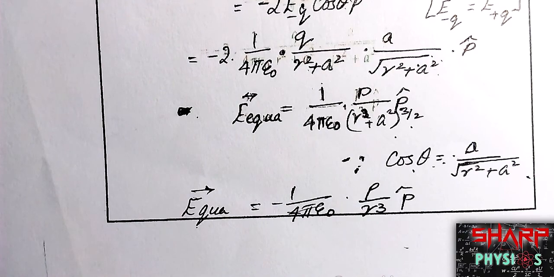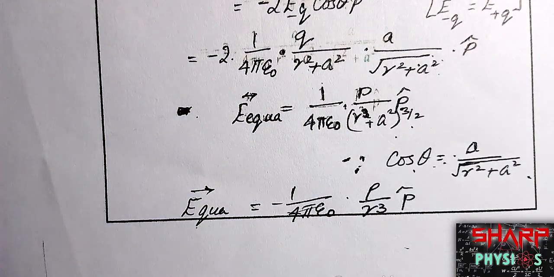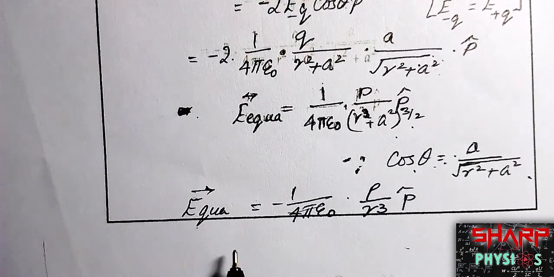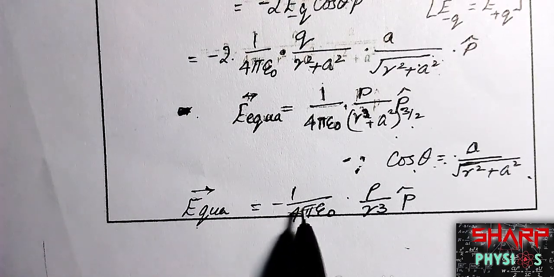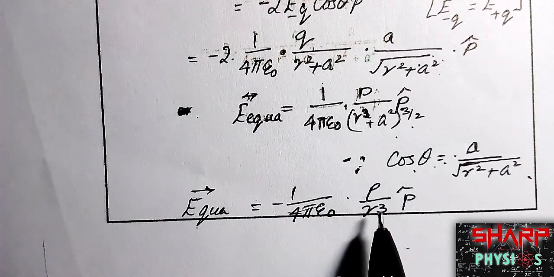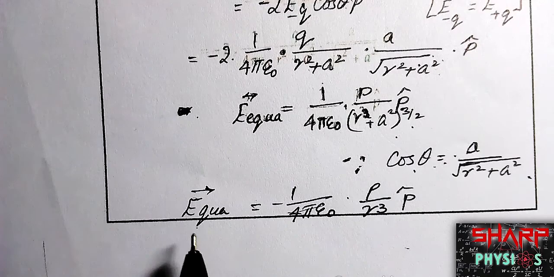Since R is very much greater than A, we consider only R. So the electric field at the equatorial point is equal to minus 1 by 4 pi epsilon 0 into P by R cube, P cap.